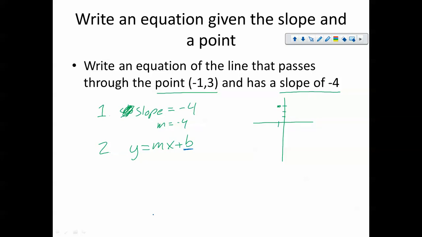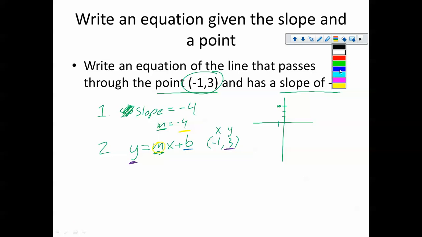And as it turns out, we have all the information we need to substitute for the y, the m, and the x. Because the m is that m. So we can substitute -4, let me use different colors, there for the m. And the y, we were told that it goes through the point -1, 3. So remember, this is x and y. So the 3 we can plug in for the y.